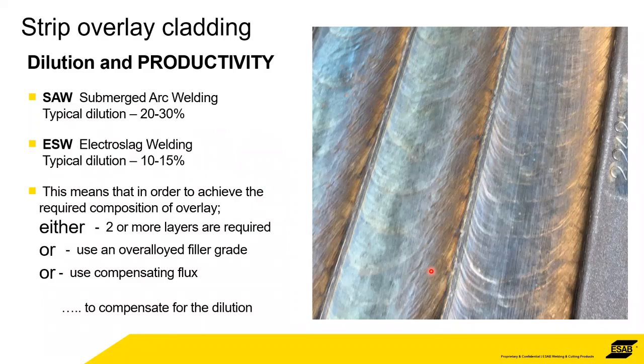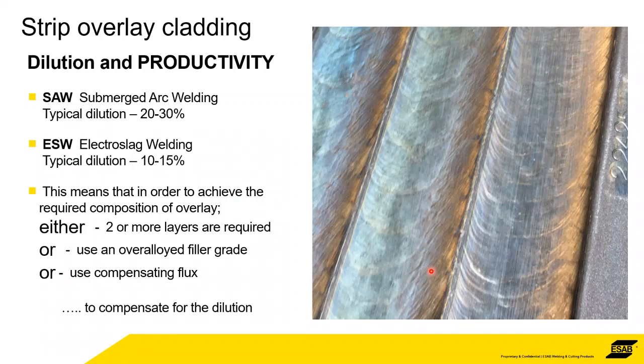So in order to achieve the required composition in the overlay, okay, you're putting an overlay on there to be corrosion resistant. So say you need a 19% chrome on the surface once it's been welded on. If you start with a 19% chrome strip, then it won't be 19% after you've welded it, okay, because of the dilution effect. The way to compensate for that is either put two layers on, and that's not uncommon, to be honest. With submerged arc welding, if you've got a dilution of 30%, you need to add two layers. Now there's obviously problems with that in terms of welding time, cost, and weight, for example.